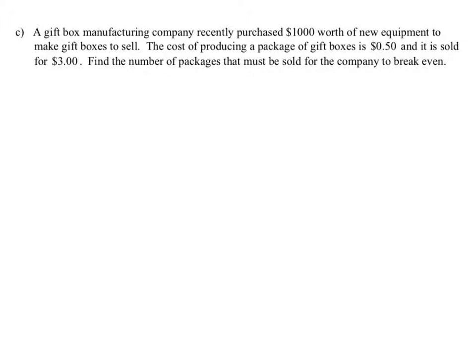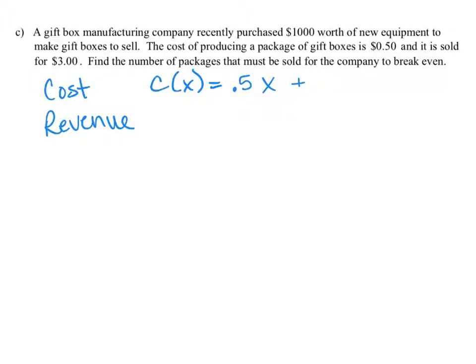In this problem, we want to come up with a cost equation and a revenue equation. Now the cost equation, we can use C of x as our cost function. Cost includes the fixed costs and the variable costs. It's going to cost 50 cents or 0.5 for each unit x, and the price of the fixed cost, the new equipment, of $1,000. So our cost is 50 cents for each unit or 0.5x plus the $1,000 for the equipment.